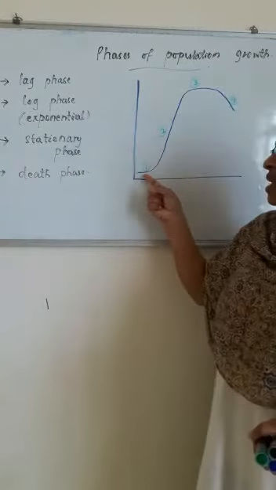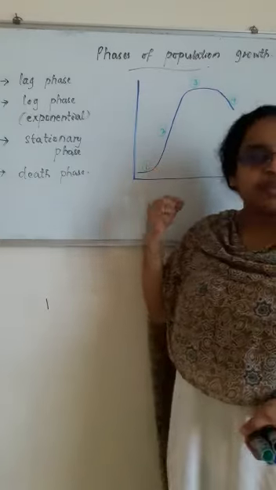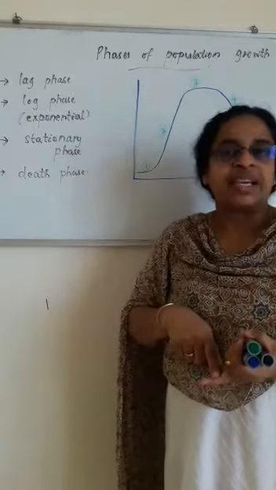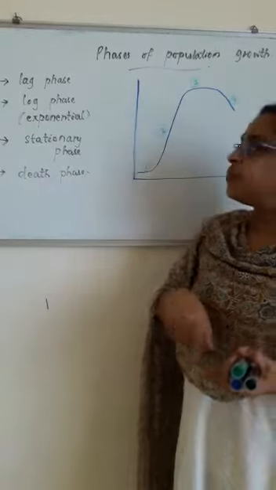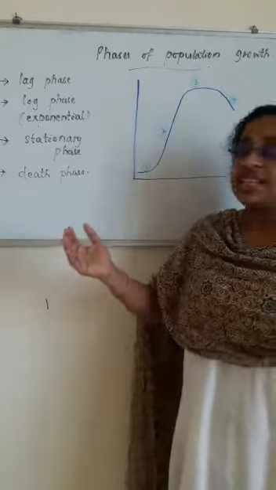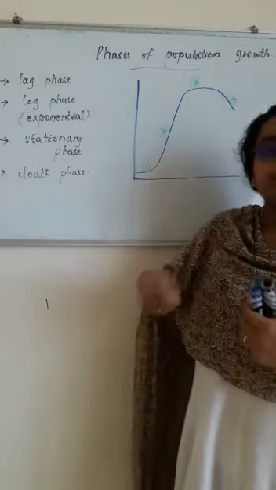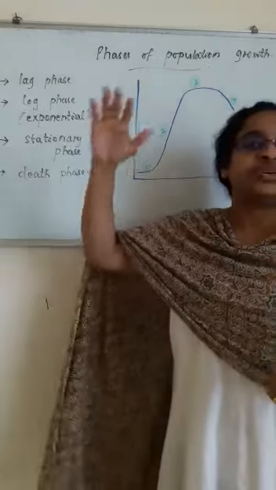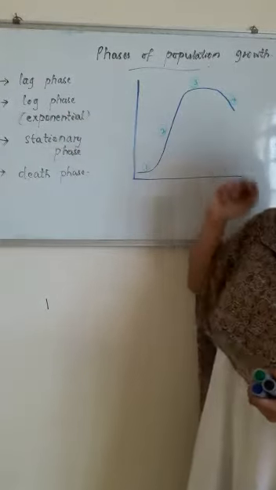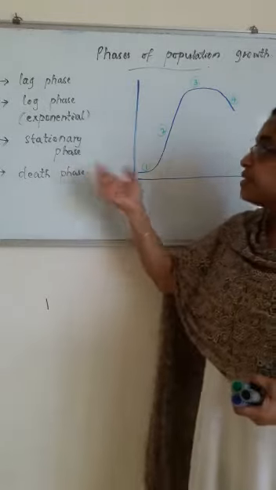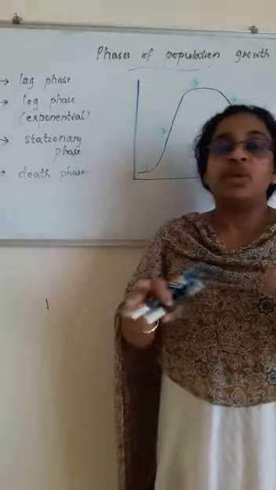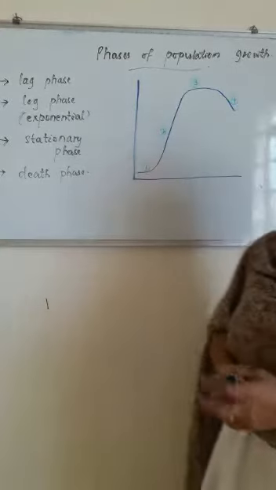Lag means it will be slow. The population growth rate will be slow because it has to adjust with the new surroundings and also to find the nutrients. And once it is adjusted and getting enough nutrients, it will reproduce rapidly, so the population growth will be very high. That is why it's known as log phase. And the third phase is stationary phase, where the deaths and births will both be almost equal. The numbers will be almost equal.